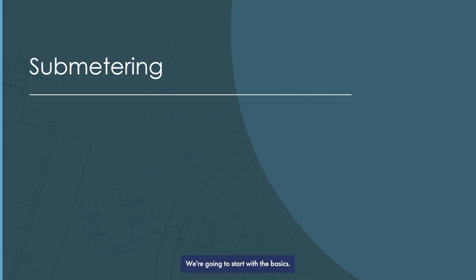We're going to start with the basics. A meter is a device for recording a building's energy or other utility use. A submeter is a meter installed between the utility-owned meter and an end use. Its purpose is to measure the energy use of that particular load or part of the building.